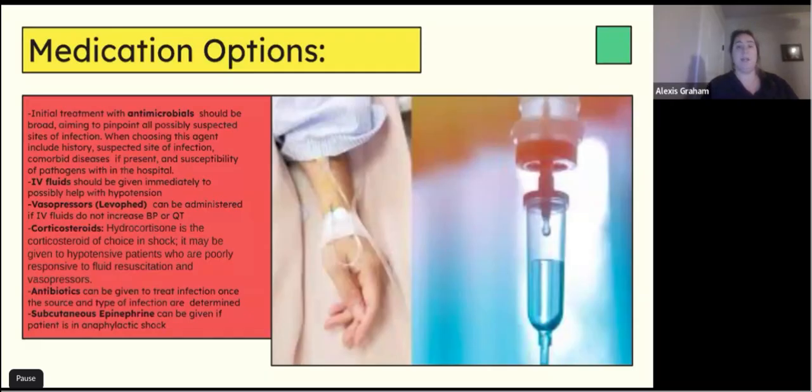Vasopressors such as Levophed should be administered if IV fluids have not increased blood pressure or cardiac output. Corticosteroids can be used also. Hydrocortisone is the corticosteroid of choice in shock. It may be given to hypotensive patients who are poorly responsive to fluid resuscitation and vasopressors.